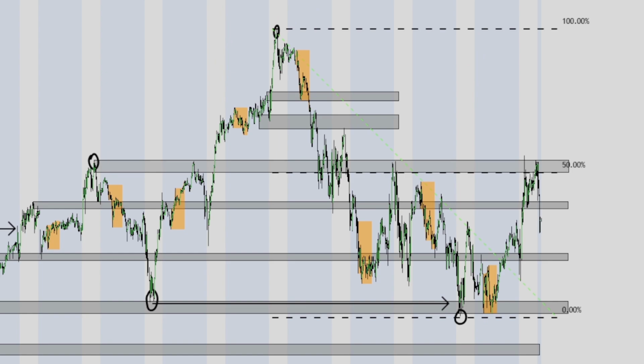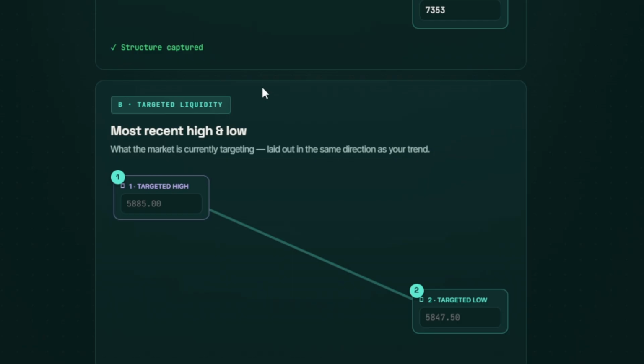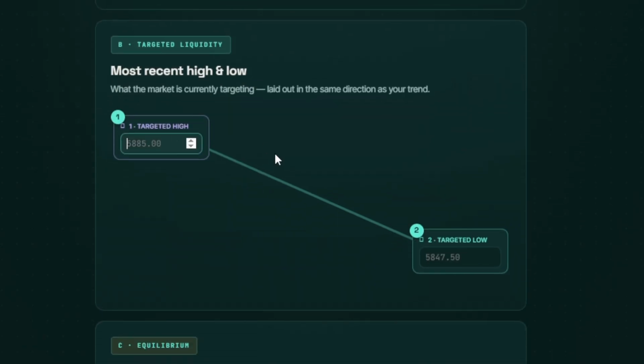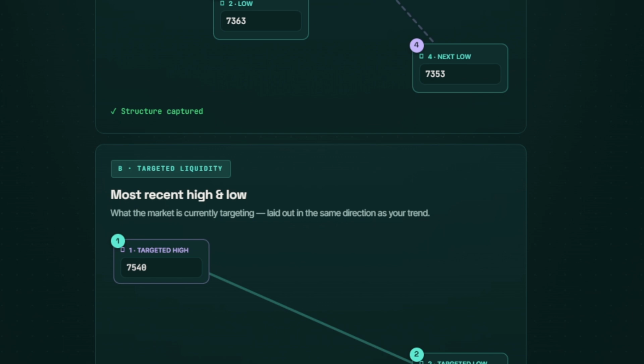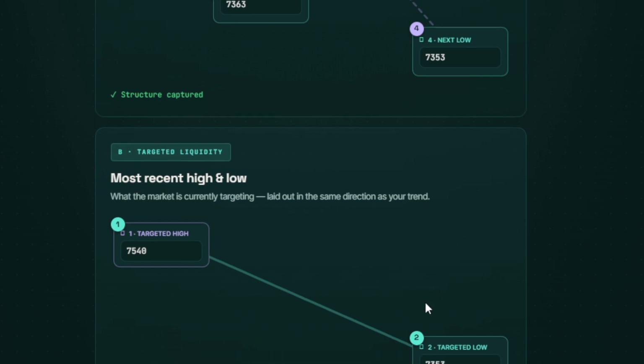So what the application will do is it will force you to type in the most recent high and low. So the most recent high and low is the same as here. So I'm just going to be quick with this. It's going to be 75.40 and this is going to be 73.53. Right, 73.53, again, ES futures, okay?